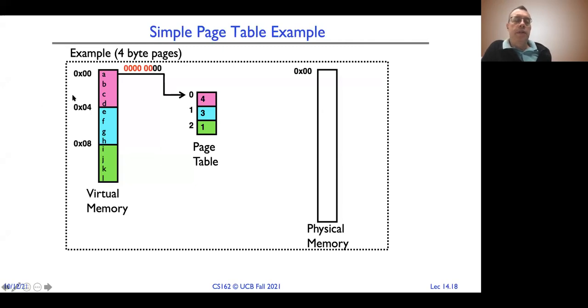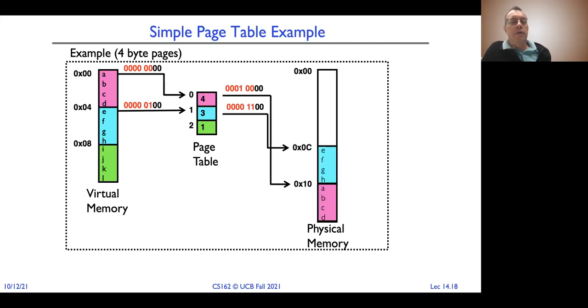Okay, so if you want A, it's at the address 0 here. So if you want to translate address 0, then the page number identifies the first entry in the table. The first entry in the table contains 4. So now 4 is the physical page number. So you are going to concatenate this 4 with the offset, which is 0. So you are going to get 0x10.